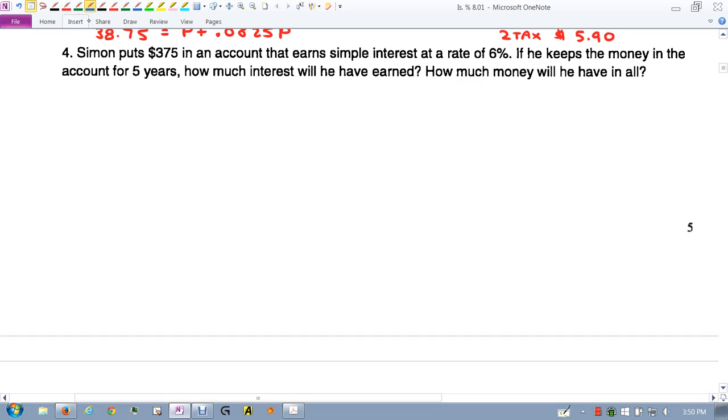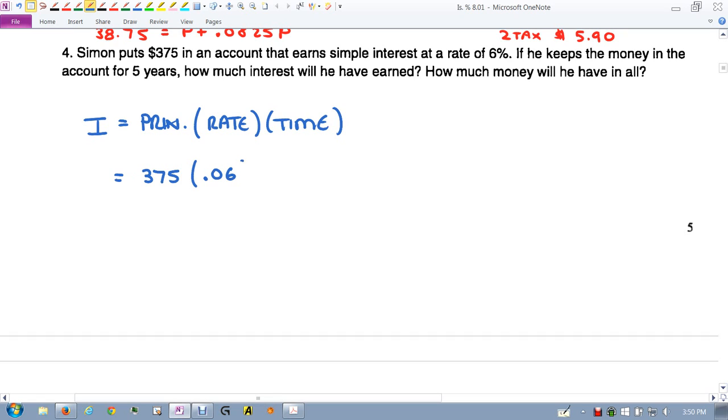So interest will be equal to the principal times the rate times the time. We usually measure it in years. So if they give you months, you have to convert it to years. So what was the principal? How much did he put in initially? 375. What's the rate as a decimal? 0.06. And then the time? 5 years. Just do it in the calculator.